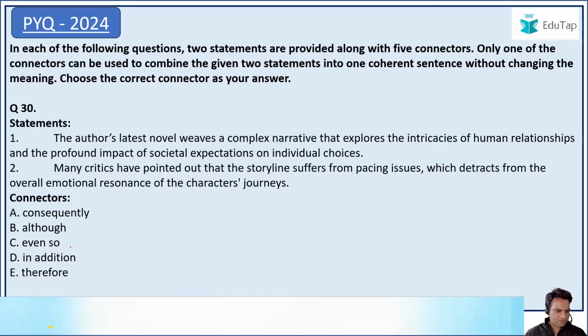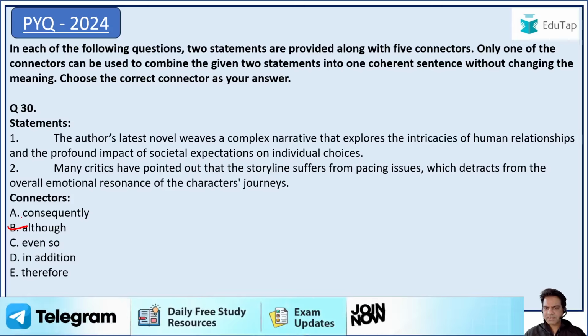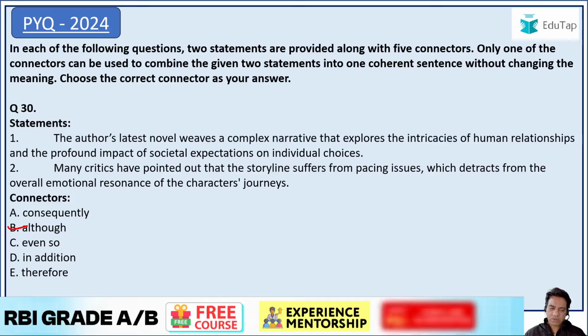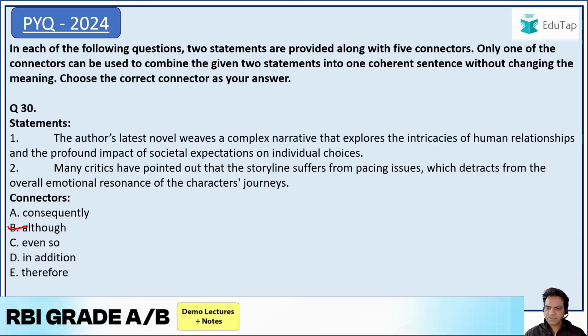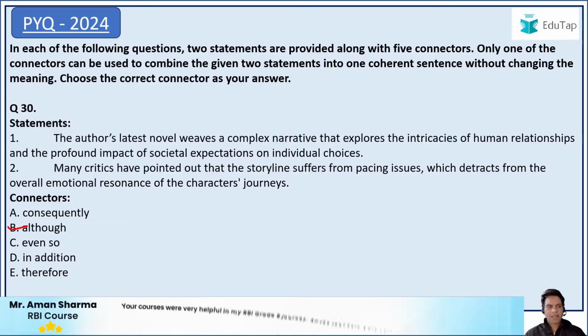Consequently, although, even so, in addition, therefore. I think it's although. So the latest novel weaves a complex narrative that explores the intricacies of human relationships and the profound impact of societal expectations on individual choices. Although many critics have pointed out that the storyline suffers from pacing issues, which detracts from the overall emotional resonance of the character's journey. So option B is the correct answer, guys.